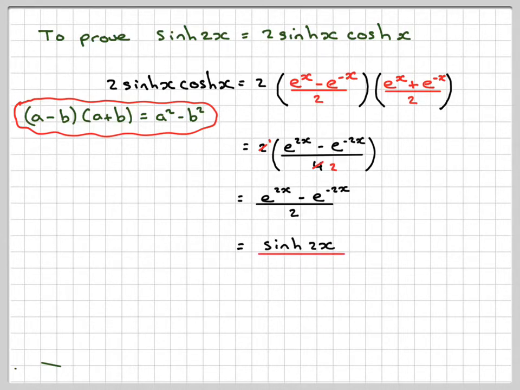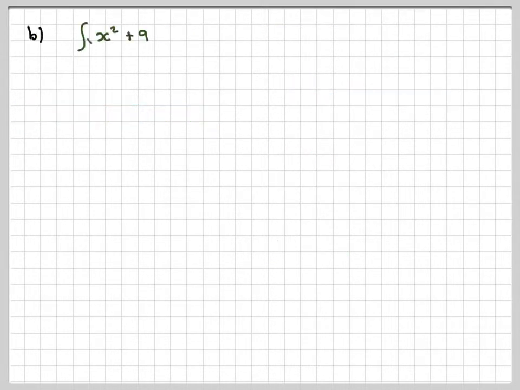Right, we'll now use these identities to solve the integral. So we've got the integral of the square root of x squared plus 9 dx. This is quite long and involved, so please feel free to stop and explore at any time. You're told the substitution is x equals 3 sinh of u.